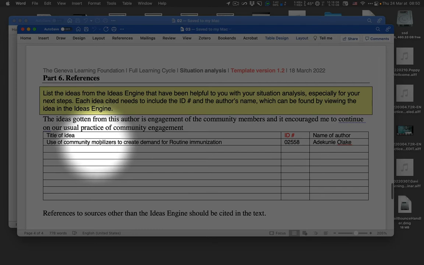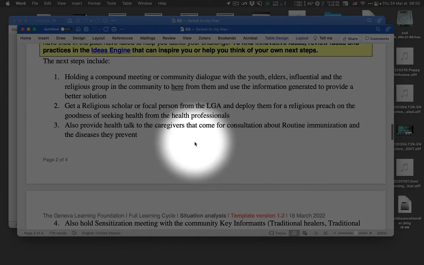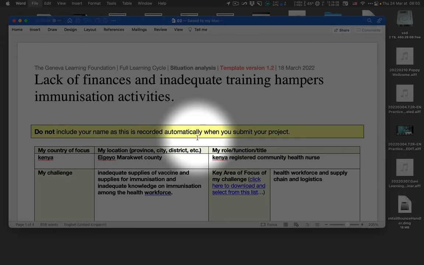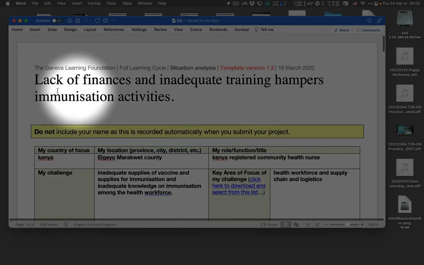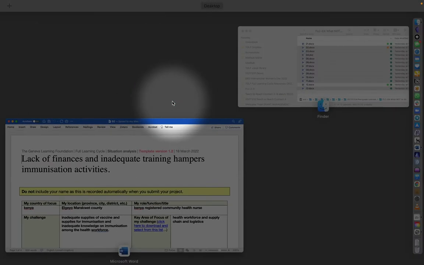And I do appreciate that there's at least one here. Okay, use of community mobilizers, one idea from the ideas engine. The purpose of citing those ideas is that you can find next steps that are original, that you haven't done before, in response to that. All right, so lack of finances and inadequate training hampers immunization activities. Sure, fair enough.